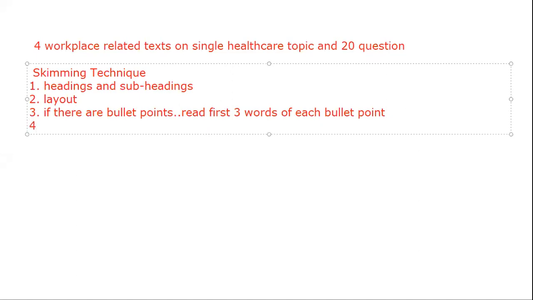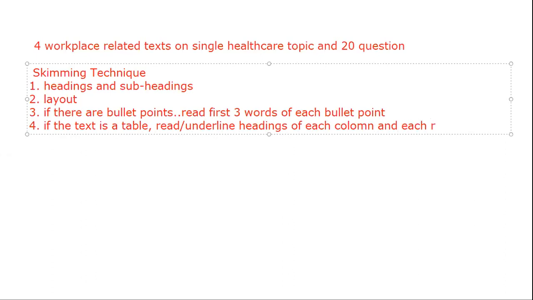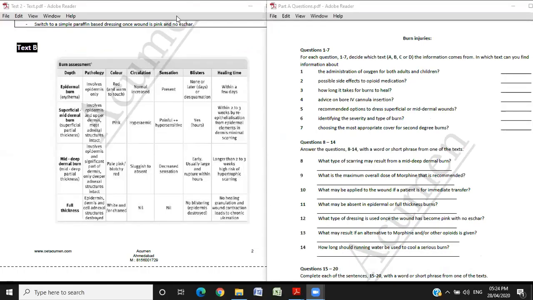Then if the text is a table, what you do is you read, or you can underline or encircle, the headings of each column and each row. Just this, okay? Each column and each row, you wouldn't read them in detail. No, you don't need to read them in detail. You would just read the heading of each column and the heading of each row.